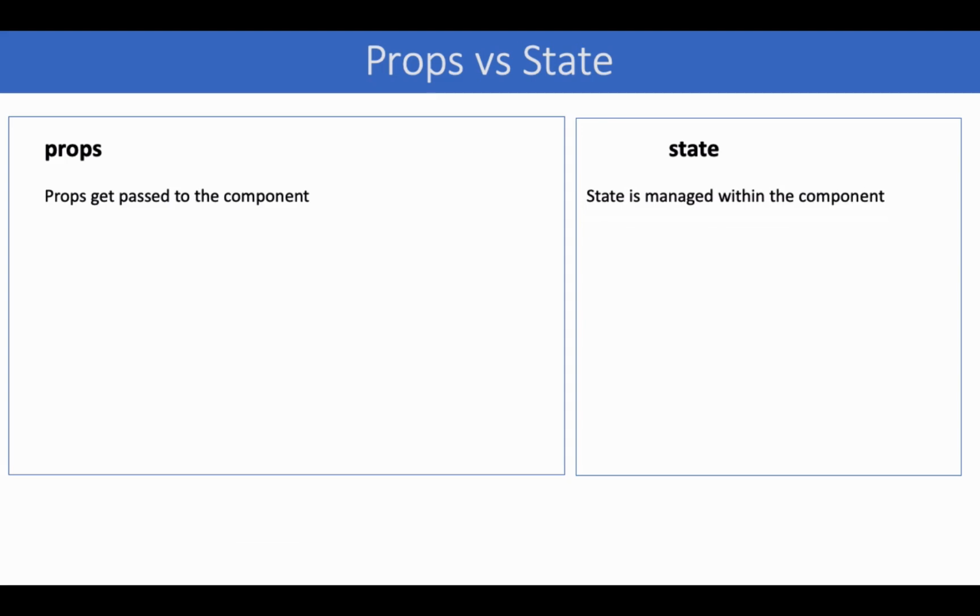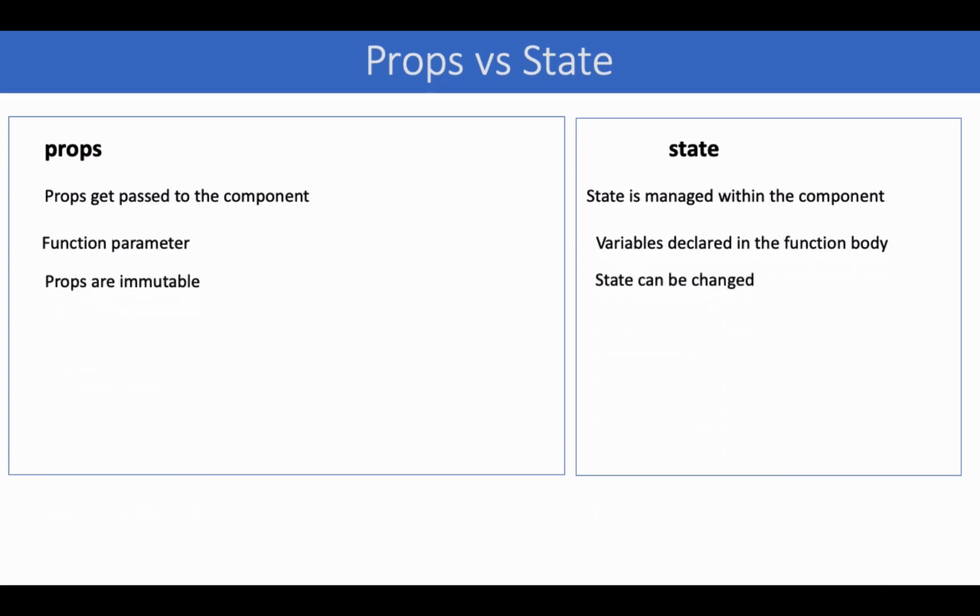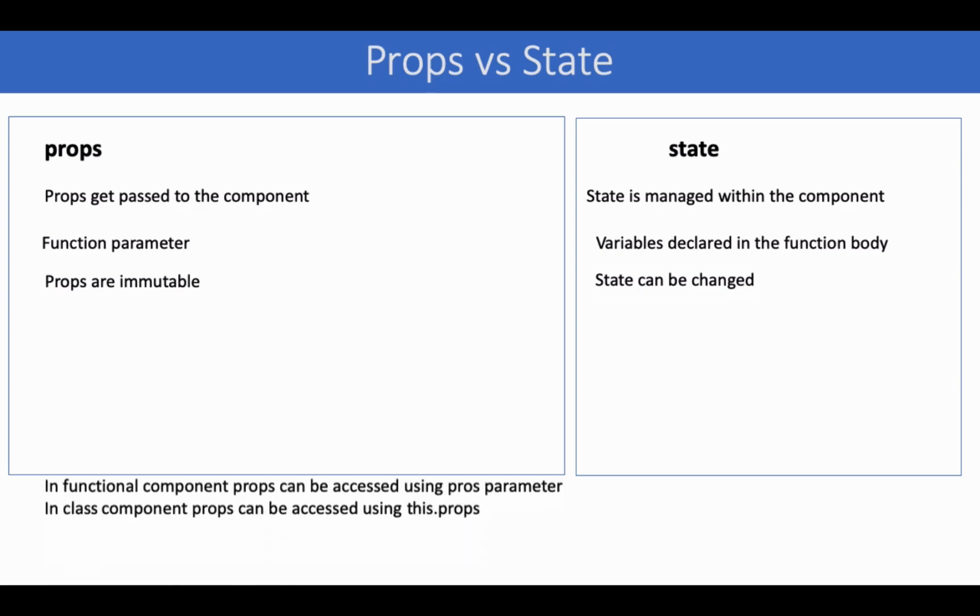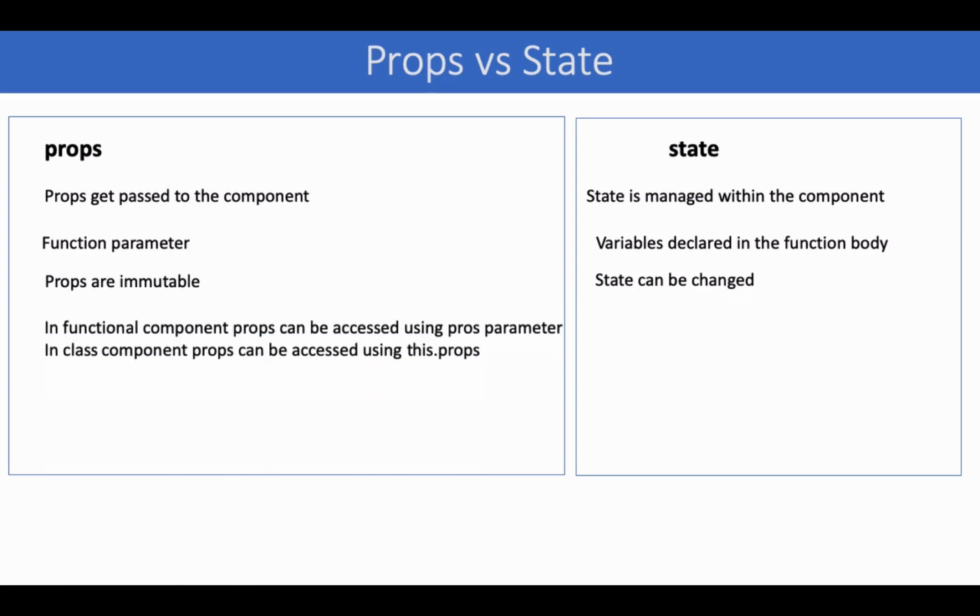An analogy of this would be function parameters versus variables declared in a function body. Props are immutable, while state can be changed. In functional components, props can be accessed using the props parameter, while in class components, props can be accessed using this.props. State can be accessed using the useState hook in functional components and this.state in class components.